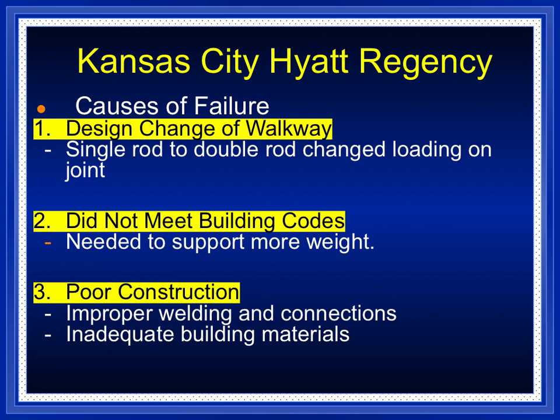In other words, it needed to support more weight. The type of design that they had set up there did not support the amount of weight that was on the walkway. And lastly, number three, poor construction, which means they had improper welding and connections, inadequate building materials there. So there's really three things that caused this failure, which was the design change of the walkway, it did not meet building codes, and poor construction.